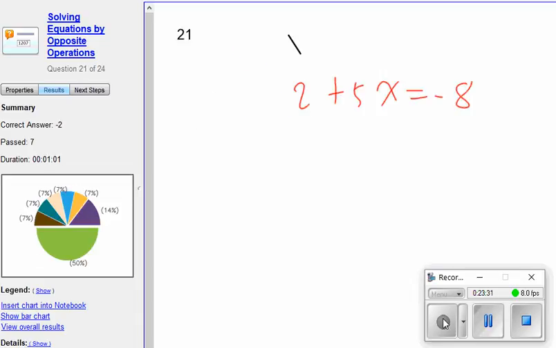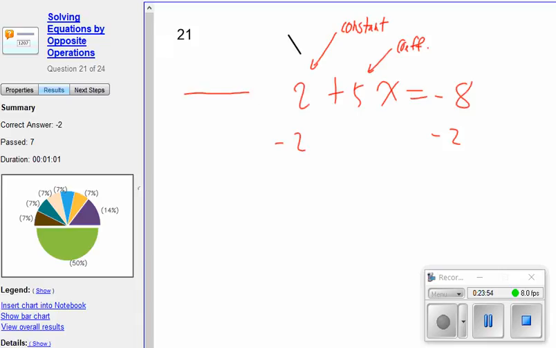Next, question 21 is 2 plus 5x equals negative 8. So in this equation, you have to know that this part right here is your constant. And this here is your coefficient. So the first thing we're going to do is get rid of the constant, and we're going to do so by subtracting 2 from both sides, because that is a positive 2.